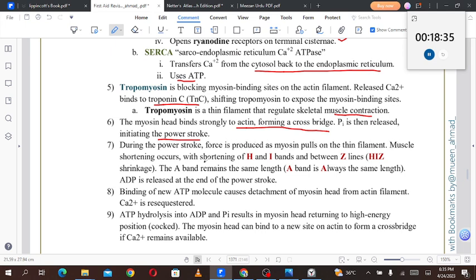Muscle shortening occurs with the shortening of the H and I bands and Z lines. The H band is a lighter zone with only myosin, and the I band is a zone with only actin. Since the actin and myosin overlap, both zones are contracted, and the Z lines come close together. The A band remains the same in length. The A band is always the same in length, and ADP is released at the end of the power stroke.